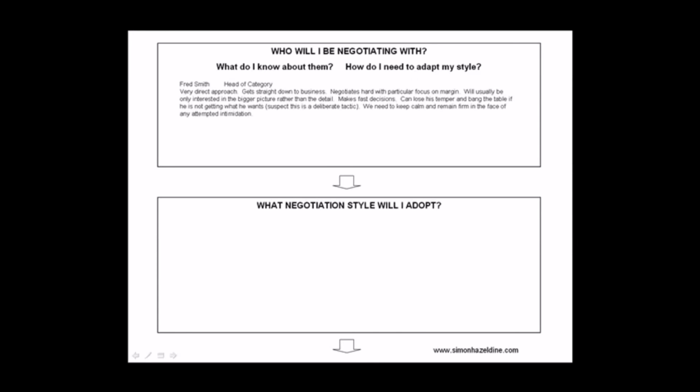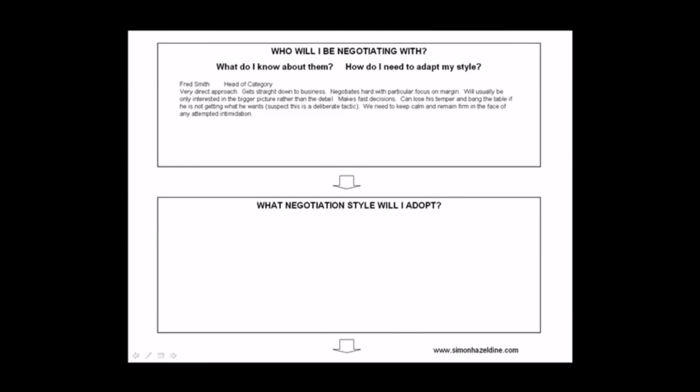Fred has a very direct approach and he likes to get straight down to business. There's no time for small talk. He's not particularly going to want to talk about personal things, family, sport, etc. Fred's a business person who just likes to get straight down to business. So we're going to behave exactly in that way. He negotiates hard. He's very, very focused on margin, so we know to prepare accordingly.